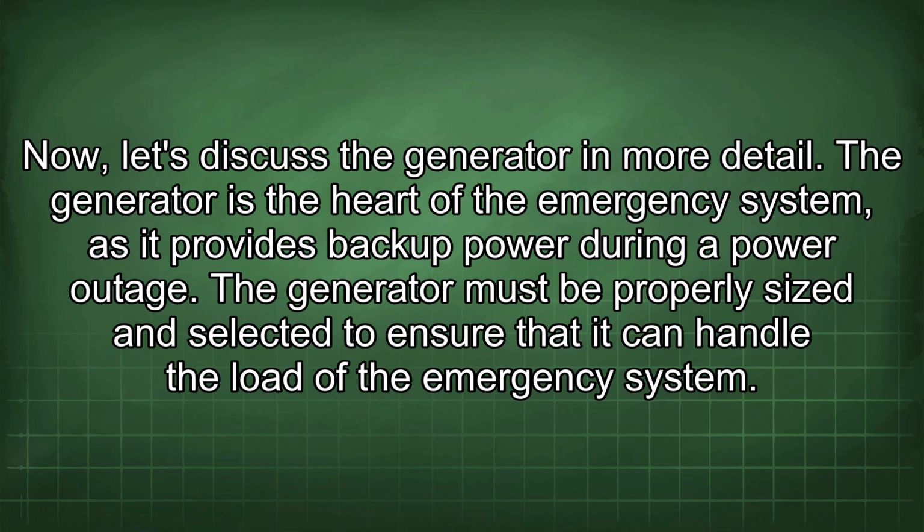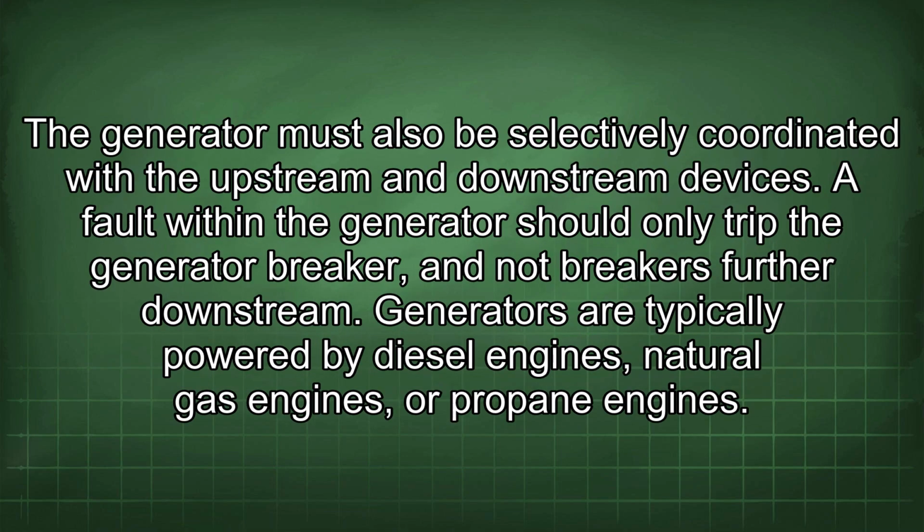The generator is the heart of the emergency system, as it provides backup power during a power outage. The generator must be properly sized and selected to ensure that it can handle the load of the emergency system. The generator must also be selectively coordinated with the upstream and downstream devices. A fault within the generator should only trip the generator breaker and not breakers further downstream.